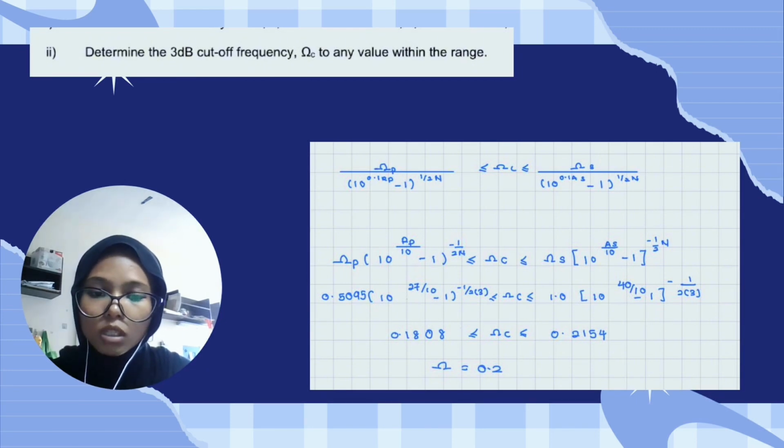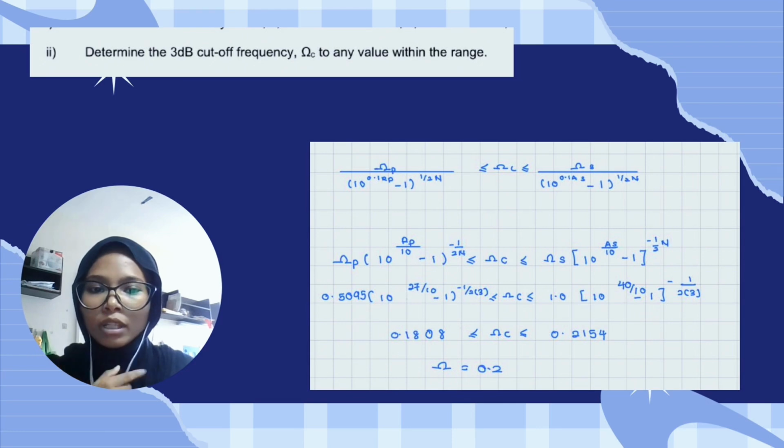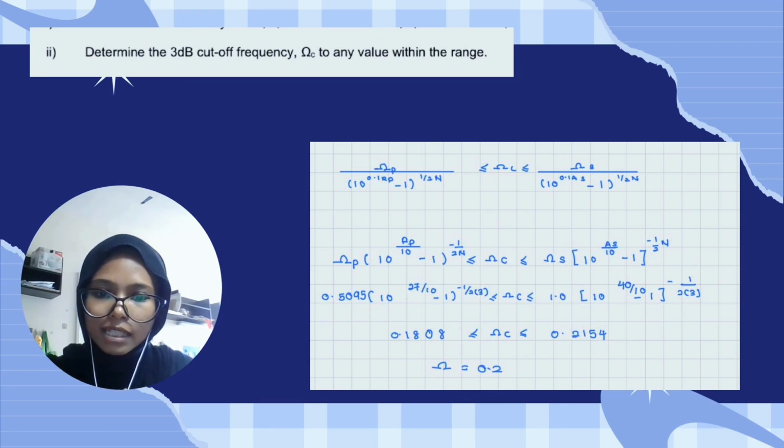For the lower limit, we calculate omega c1 equals (0.5095 divided by 10 to the power of 2.7 minus 1) raised to the power of 1 over 6, which gives us 0.1812. For the upper limit, we calculate omega c2 equals (1.c divided by 10 to the power of 4 minus 1) raised to the power of 1 over 6, which gives us 0.2154. This gives us a valid range of 0.1812 less than or equal to omega c less than or equal to 0.2154.